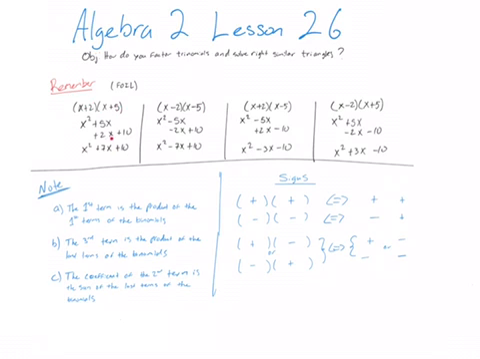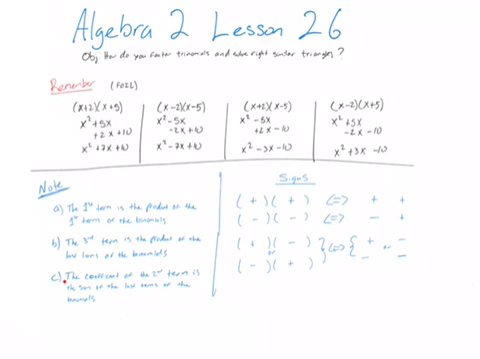Maybe just pause the video and see if you can find these patterns in this and see if that helps you out. I'm going to go over three things we should hopefully notice as we look through these patterns. First of all, the first term right here is the product of the first terms of the binomial, so x times x. The last term is the product of the last terms in the binomial, so 2 times 5 will give you that 10.